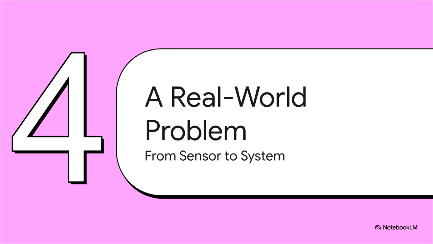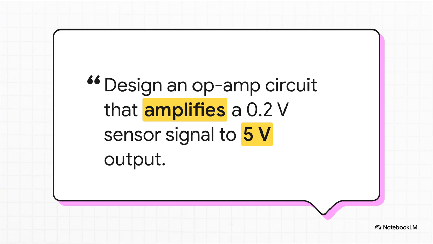Okay, enough theory. We've seen the rule follower and the rule breaker. Let's make this totally concrete and walk through how we'd solve a practical, real-world problem. So imagine you're building a project. You've got a sensor, maybe it measures temperature, maybe light, who knows? And the signal it puts out is tiny, just 0.2 volts. That is way, way too weak for a computer or a microcontroller to read reliably. We need to get that signal up to a nice strong 5 volts. So, how do we do it?